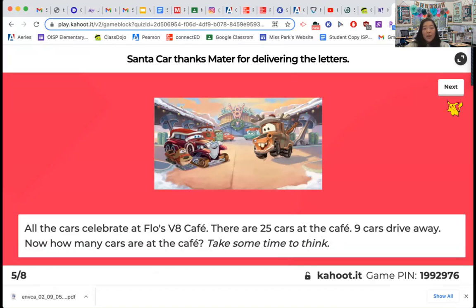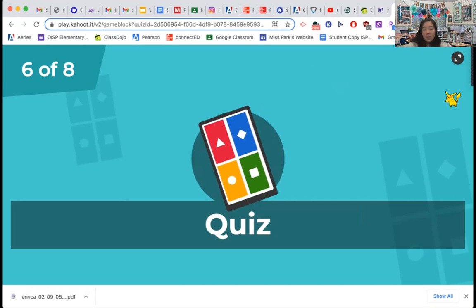All the cars celebrate at Flo's V8 Cafe. There are 25 cars at the cafe. 9 cars 25 minus away. 9. Now, how many cars are at the cafe? Take some time to think.